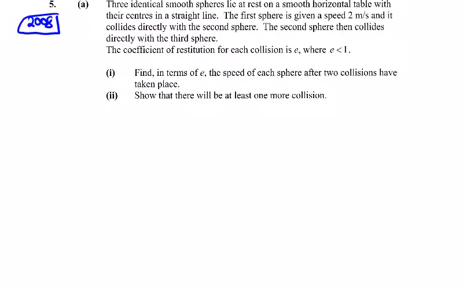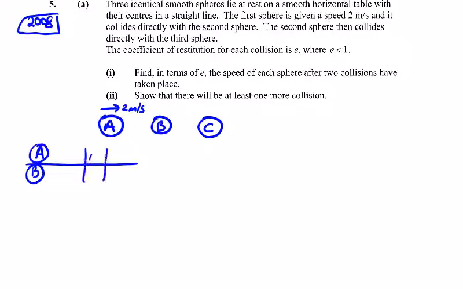2008 Impacts and Collisions. Three identical smooth spheres lie at rest on a smooth horizontal table. Okay, let's call these A, B, and C. The first sphere is given a speed of 2 in this direction, and it's going to hit B. So let's set up A and B.